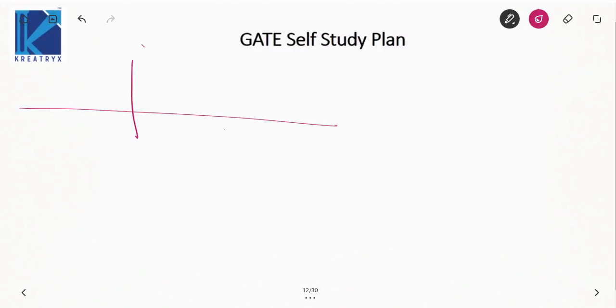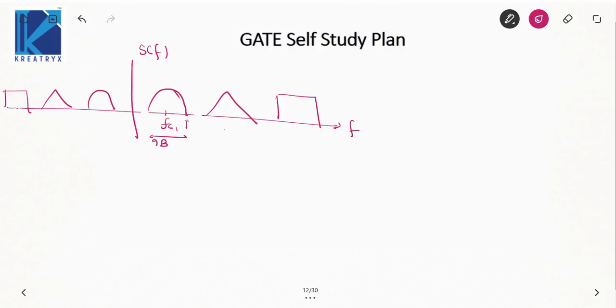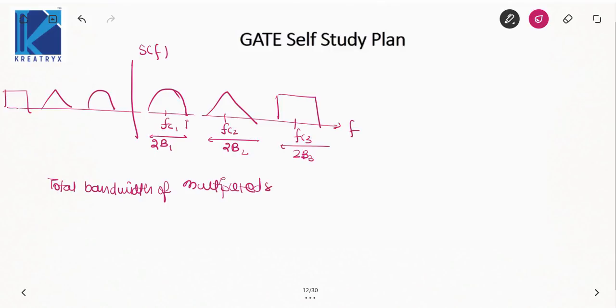So the multiplexed signal S(f) will look like this. We'll have translated versions at different frequencies, this and this one, and obviously their negative counterparts. So this is fc1 and this bandwidth is twice of B1. This is fc2 and this bandwidth is twice of B2, and this is fc3 and this bandwidth is twice of B3. So what is the total bandwidth of the multiplexed signal? The total bandwidth comes out to be twice of B1 plus twice of B2 plus twice of B3.